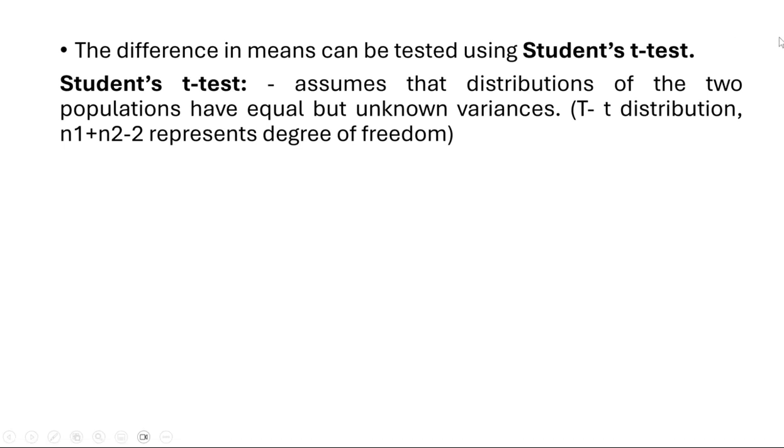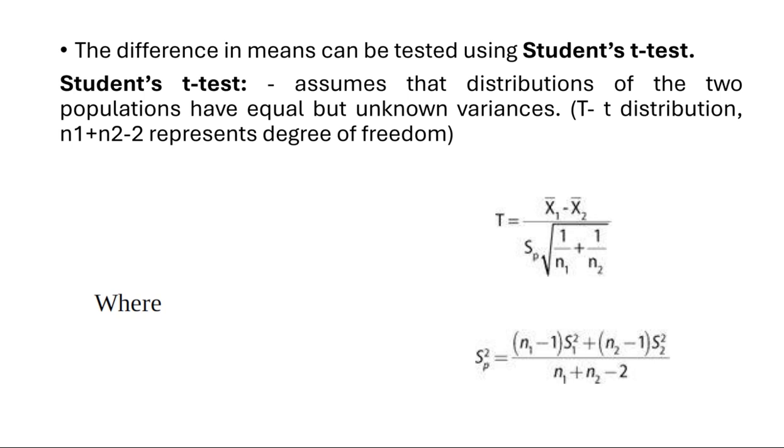So in this video we are going to find the difference in means using student's t-test, and student's t-test can be used for problems where the distributions of two populations have equal means but unknown variances. So if the variance of the given population is unknown, then we can use student's t-test to perform the hypothesis testing. The formulas for performing student's t-test are given here.